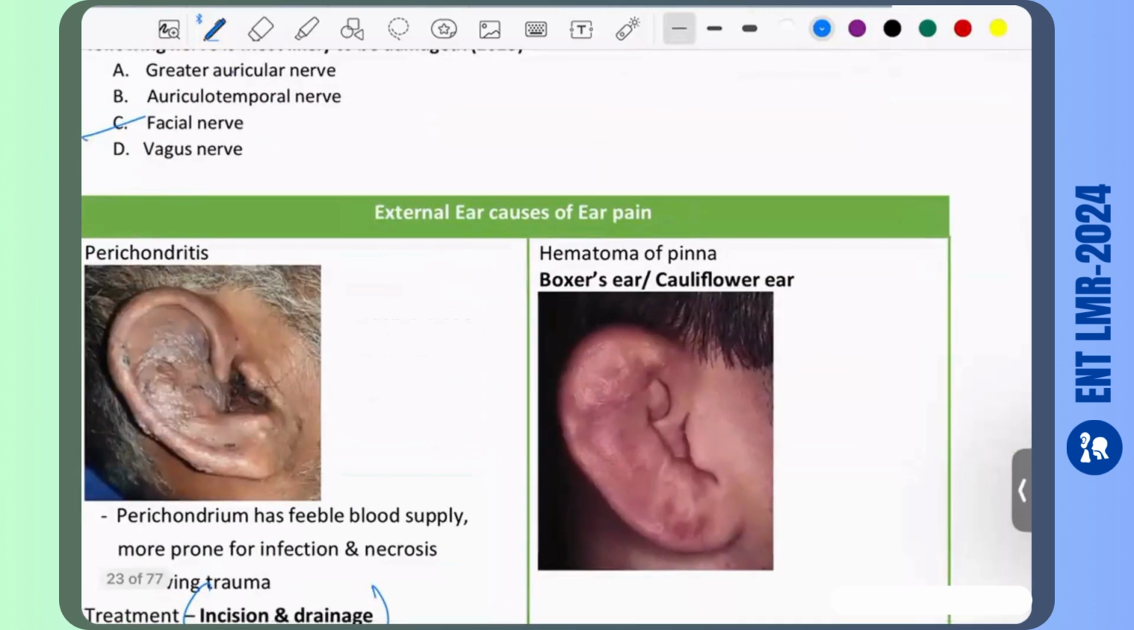Second one, if there is no infection and only blood is filling the pinna, it is called hematoma of pinna, otherwise called boxer's ear or cauliflower ear. They may ask this as a picture-based MCQ. Please make a note of it. So boxer's ear, cauliflower ear, due to hematoma of pinna.